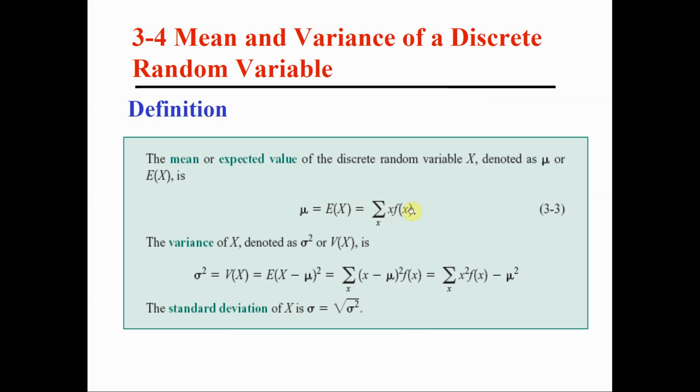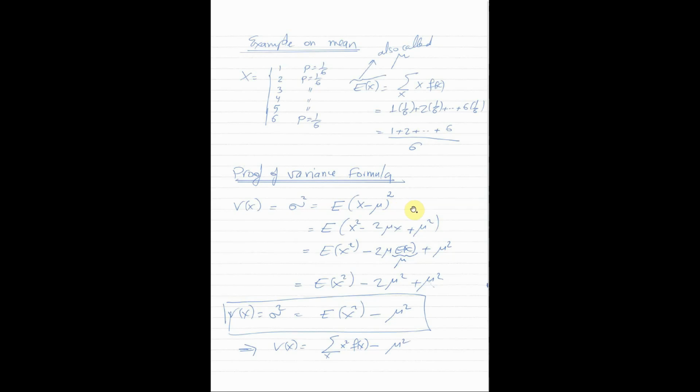X times f of x. So x value times probability and so on. And we have done it in a couple of examples. X value times probability plus x value times probability. Okay, let's notice something interesting as well.